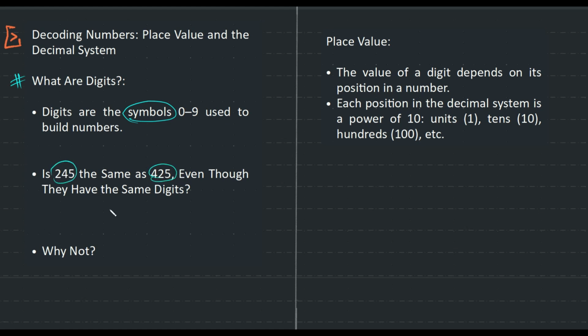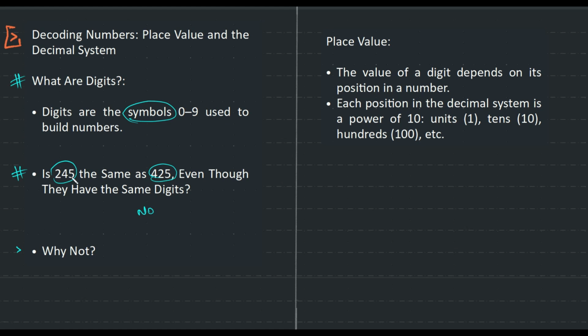Now, 245 and 425. They have the same digits, but are they the same numbers? 245 and 425 are made up of the same digits, right? Digits are nothing but symbols. So 2 is a symbol, 4 is a symbol, 5 is a symbol. Here too we have 4, 2, 5. Same symbols, but are they the same number? Answer is no. So next question is why not?